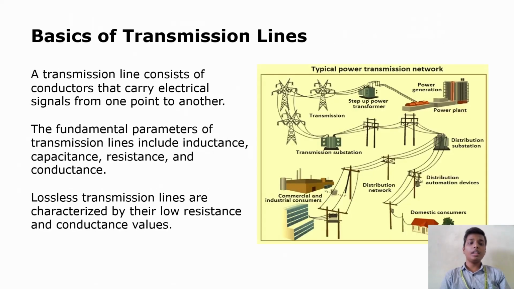Basics of transmission lines. A transmission line consists of conductors that carry electrical signals from one point to another point. The fundamental parameters of transmission lines include inductance, capacitance, resistance and conductance. Lossless transmission lines are characterized by their low resistance and conductance values.